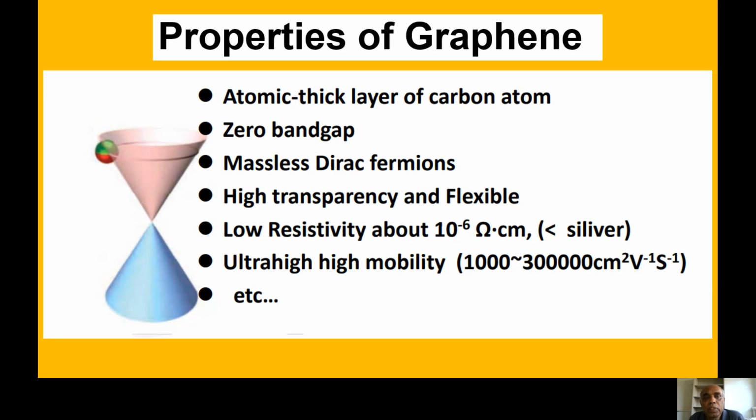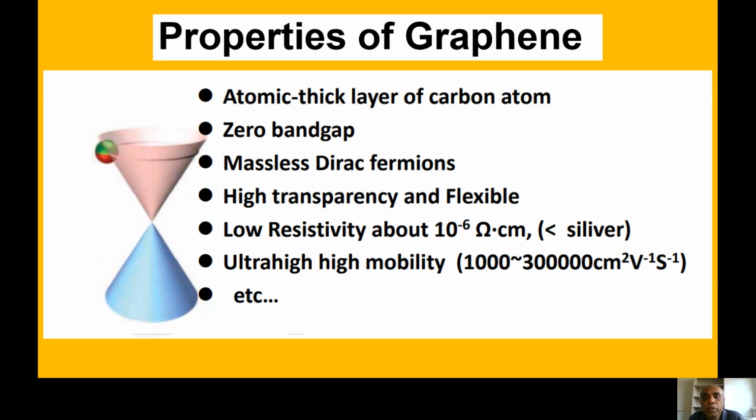Also, because of this single atom thick layer of carbon, it is highly transparent and also highly flexible. The resistivity of graphene is very low, which means the conductivity is extremely high, even greater than silver. The resistivity of graphene is smaller than the resistivity of silver, so it is one of the best conducting materials.